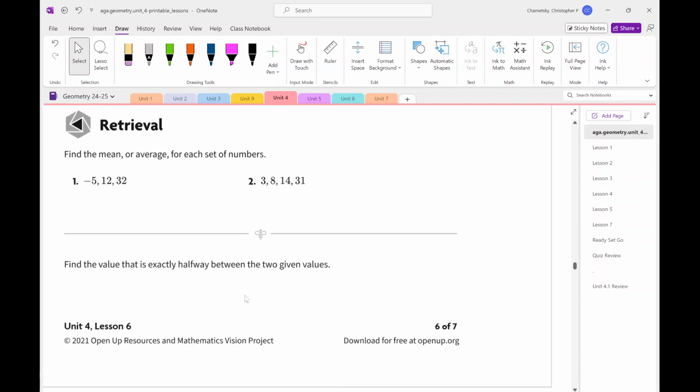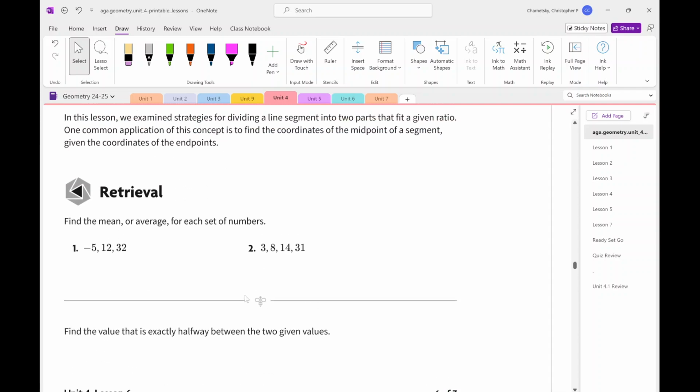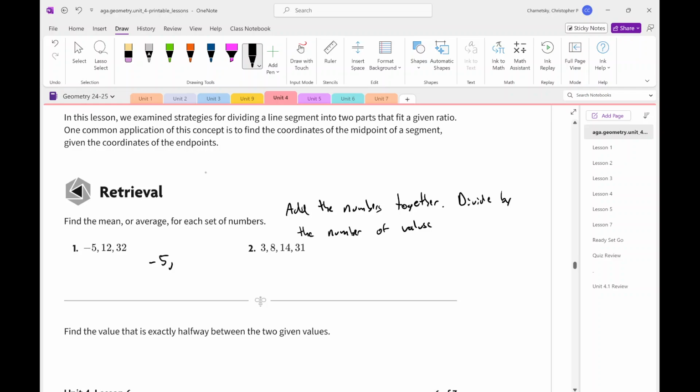Okay. A couple of retrieval questions, and then we'll set you up with your homework. So, if we need to find the mean or the average of a set of numbers, the general rule is add the numbers together, or take the sum, and divide by the number of values. So, for example, number 1, we're going to add -5 plus 12 plus 32, and since there's 3 numbers, we'll divide all of those by 3.